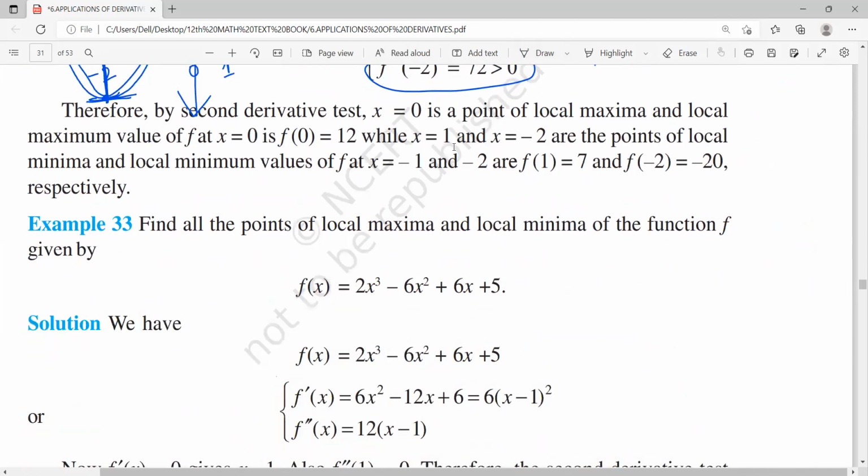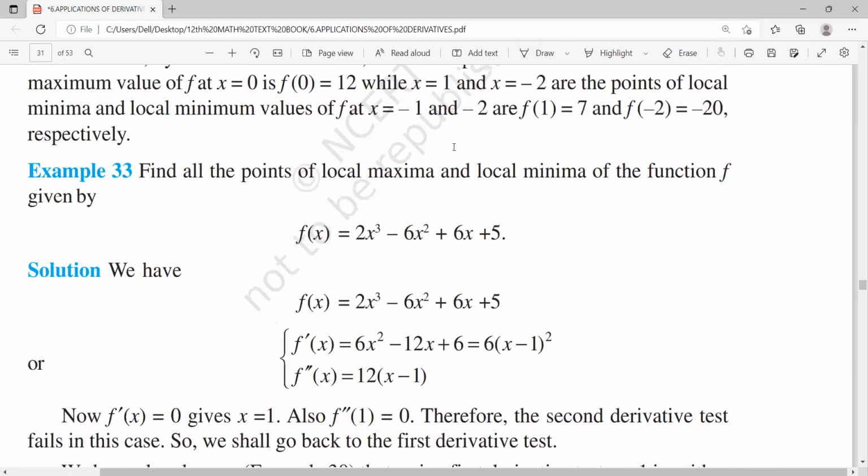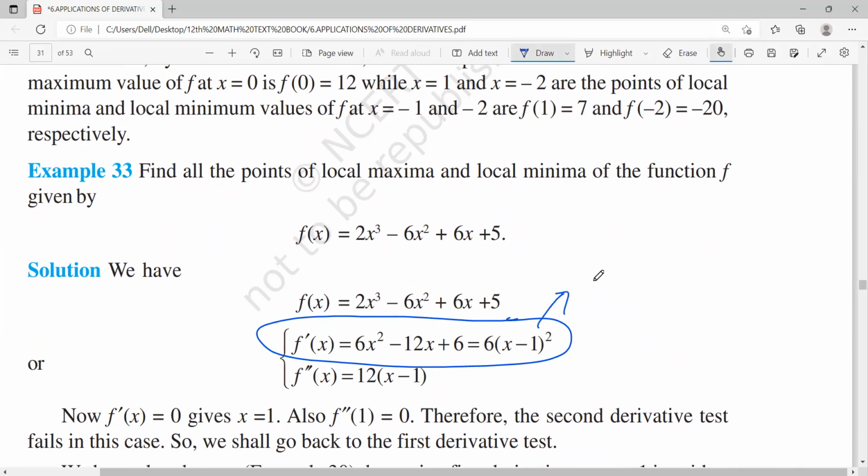Find all the points of local maxima and local minima of the function f given by... Already we saw that it is a point of inflection, because just by seeing (x minus 1) whole square, you can say f dash of x is not changing its sign from left to right or right to left. Yes or no? Right, point of inflection. Remember this.